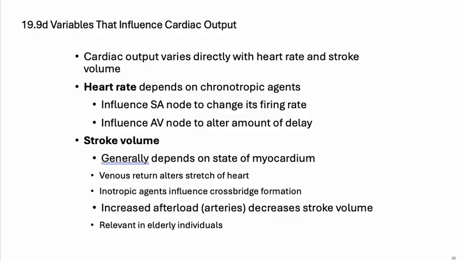So again, this is just kind of a summary slide. So again, what's impacting cardiac output? It's directly related to heart rate and stroke volume. Heart rate depends on your chronotropic agents. So again, those that affect the rate, so faster or slower. And then stroke volume, again, that has to do with the amount of blood leaving, and that can be influenced by those things we talked about. So venous return, inotropic agents, and afterload as well, right?